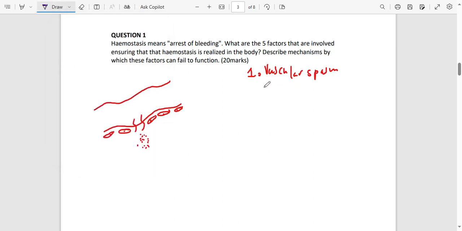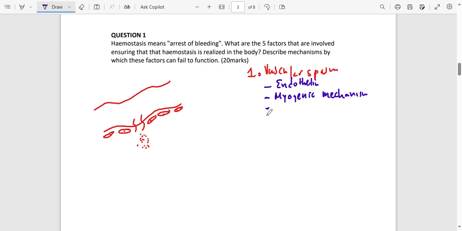So what is going to be happening when this vascular spasm is happening? Number 1, there is going to be the release of endothelin, which is released by the injured blood vessel, and it's going to help in the contraction. Another thing is that any injury will cause contraction of smooth muscles as a reflex mechanism, known as the myogenic mechanism. The same injury to the blood vessel is enough to cause the smooth muscles to contract.